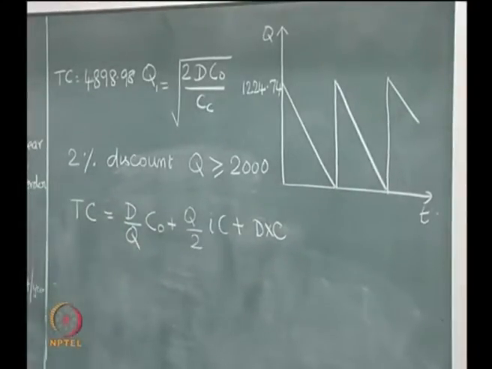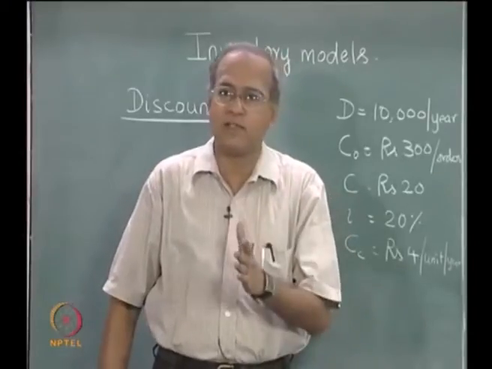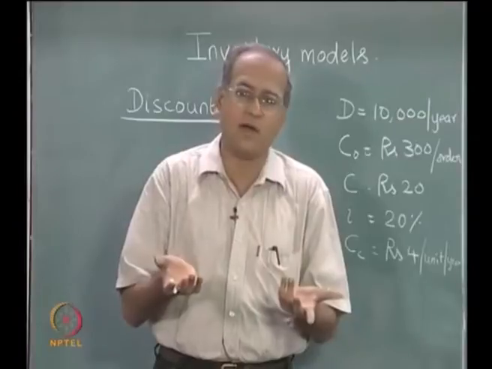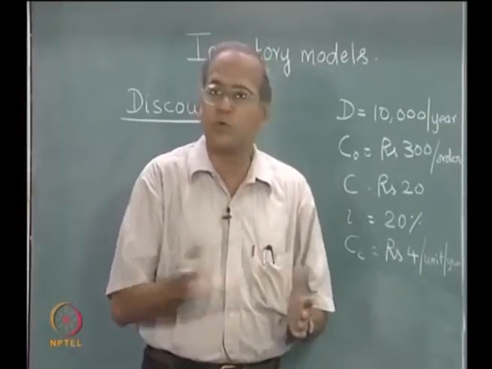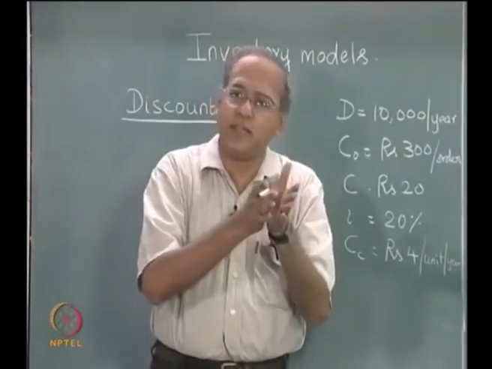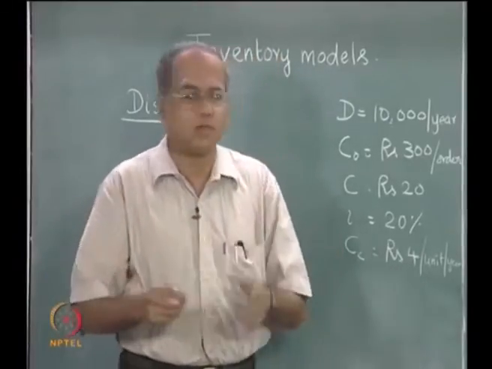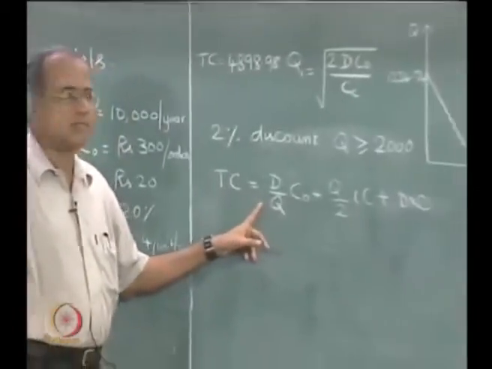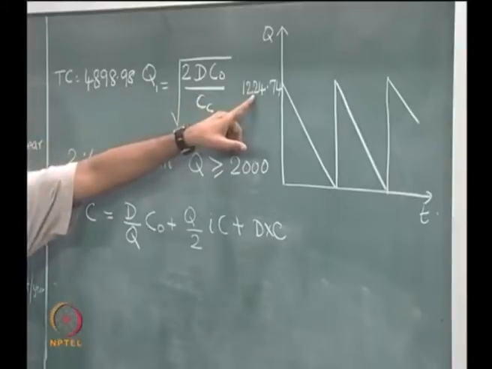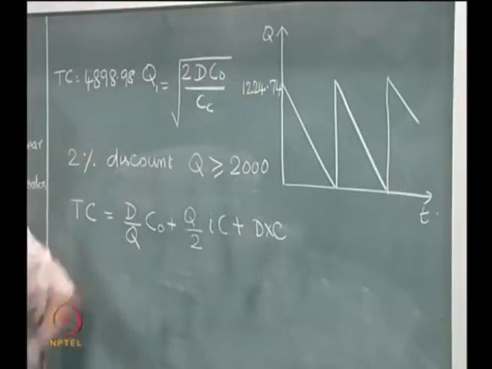So, let us first look at, can we avail this discount at 2000? Before that, let us answer this question: we are not going to get this discount at all for any quantity up to 2000, and for any quantity up to 2000 the total cost will be the lowest at the economic order quantity of 1224.74. So, we should look at 2000.